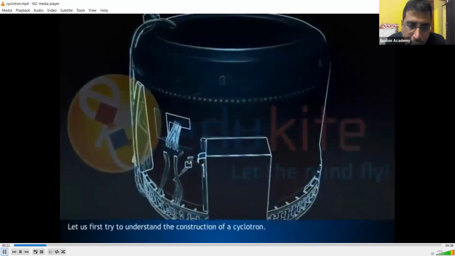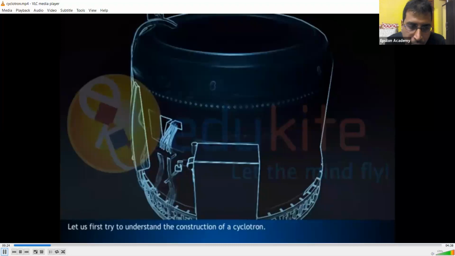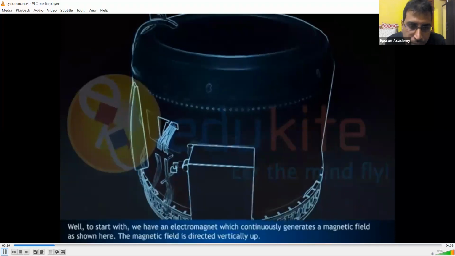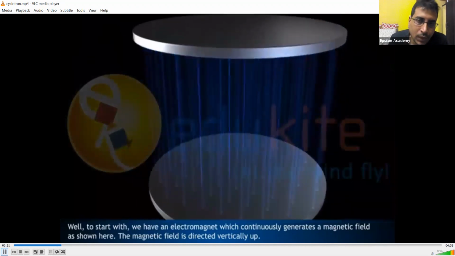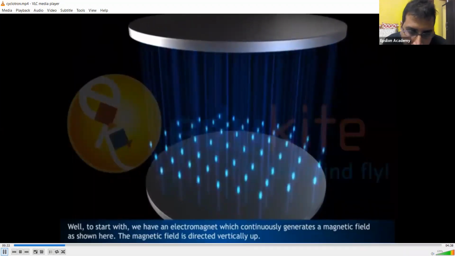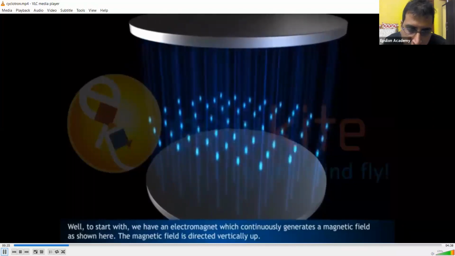Let us first try to understand what a cyclotron is made up of on a fundamental level. See, this is how a cyclotron is going to exist. So you have an electromagnet which continuously generates a magnetic field. These blue color lines are the magnetic field lines. An electromagnet which continuously generates a magnetic field, as shown here. Here, the magnetic field goes from the bottom to the top.